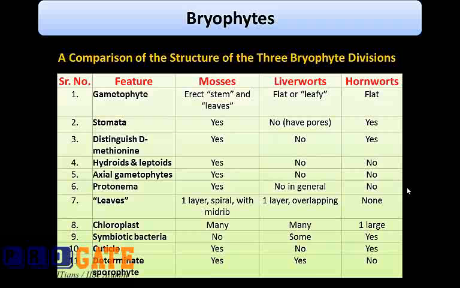For chloroplasts, mosses and liverworts have many chloroplasts. However, the hornworts have only one chloroplast which is large. Symbiotic bacteria: mosses don't have them. The liverworts have some and the hornworts do have symbiotic bacteria. The cuticle is present in mosses and hornworts, not in liverworts. And a determinate sporophyte is in mosses and liverworts, not in hornworts.